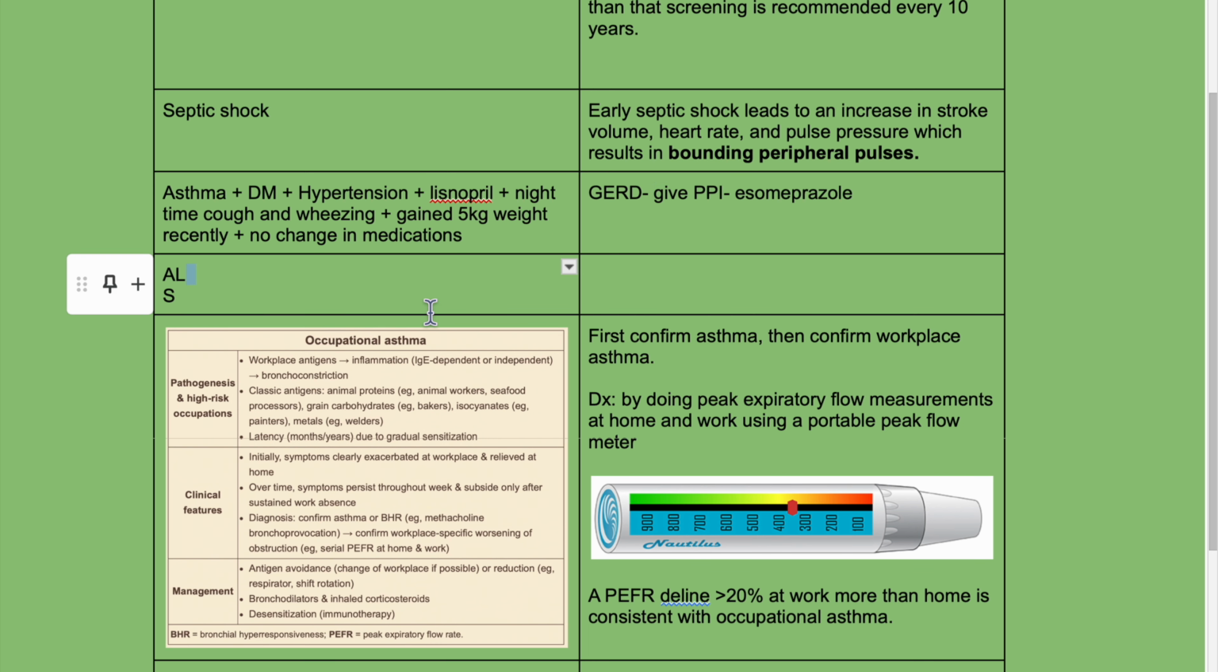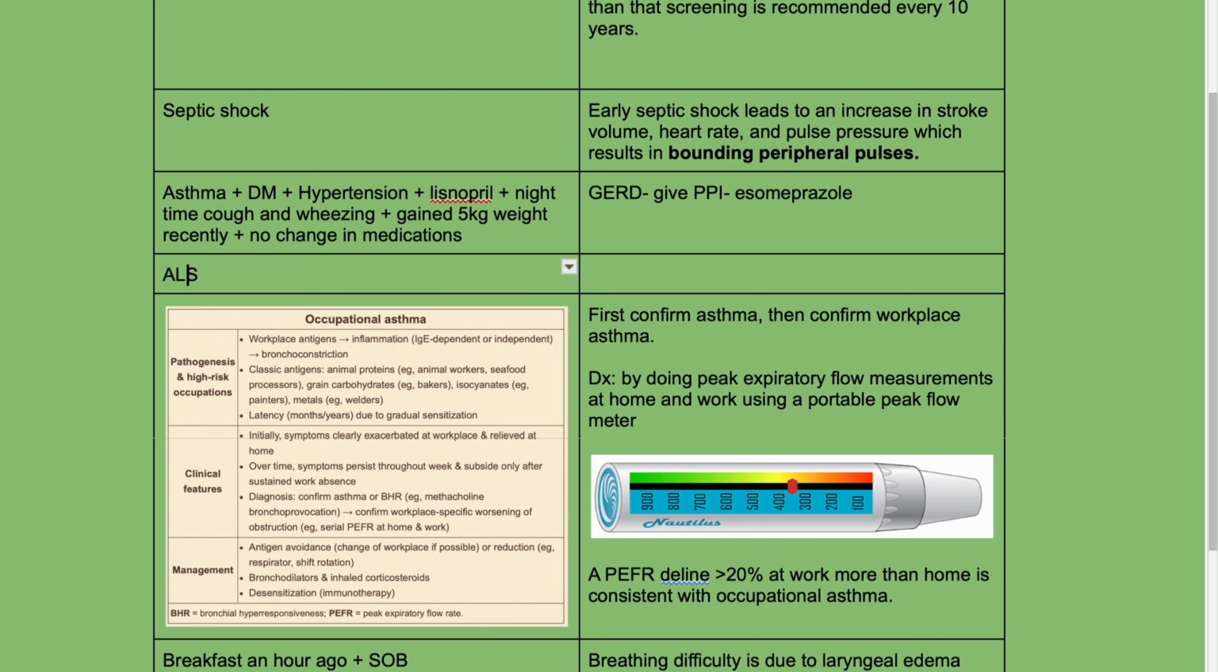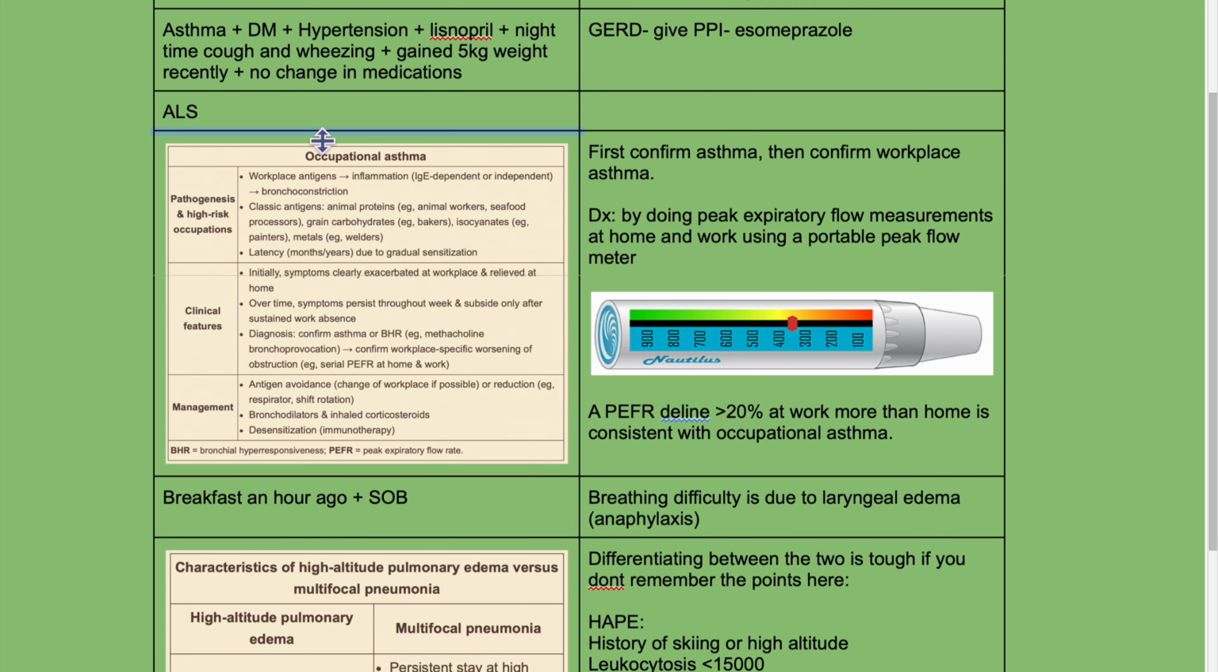ALS, just know it. Yeah, I don't know. I think I missed a note there, but anyways.